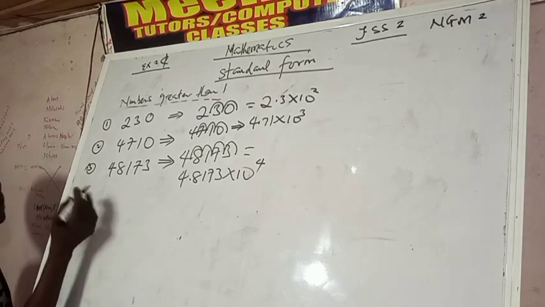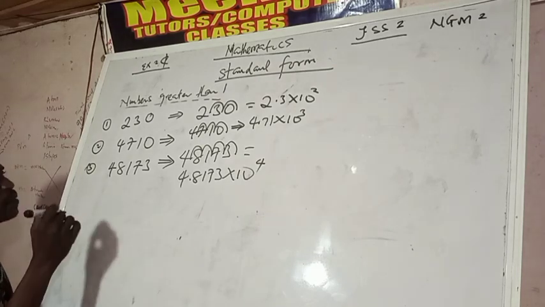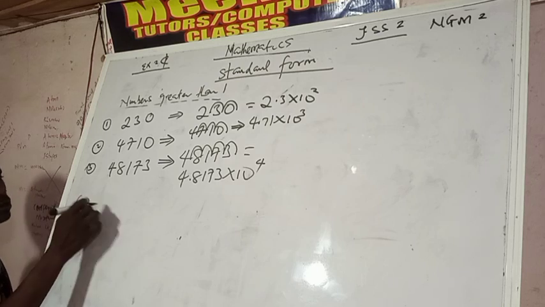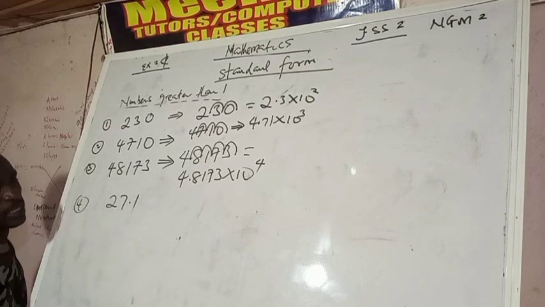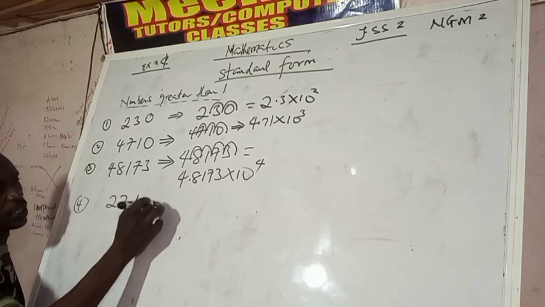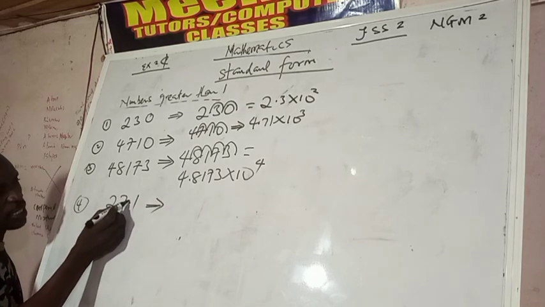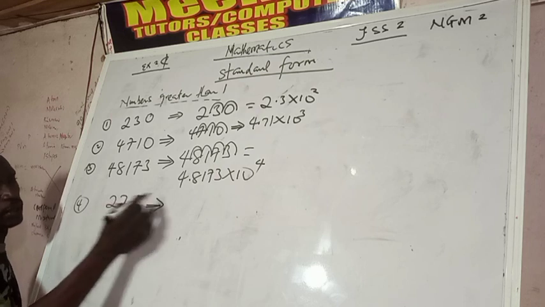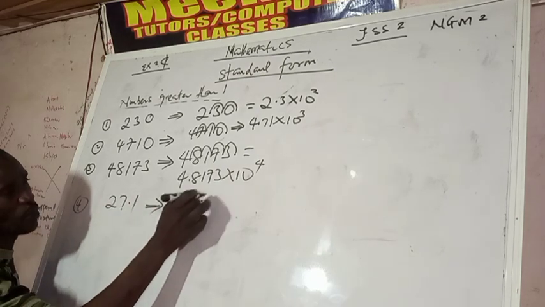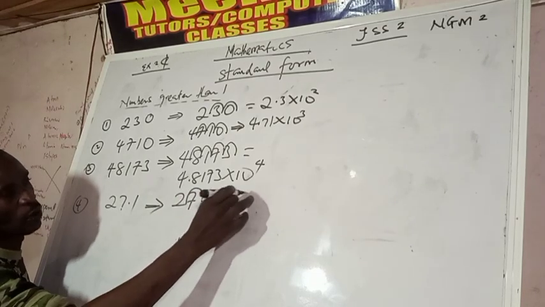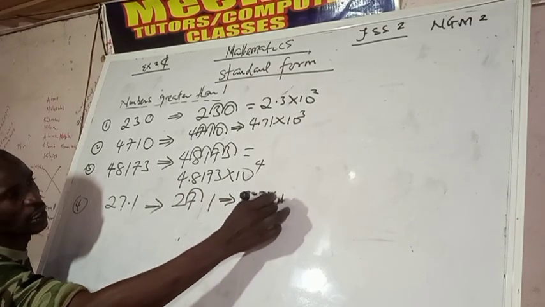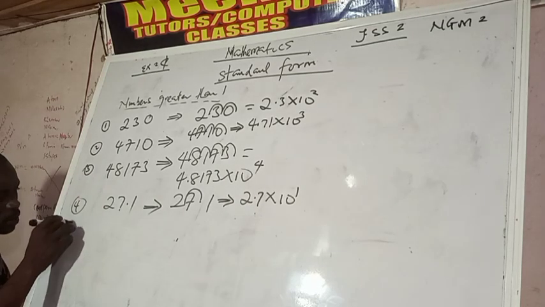But by parameter, we now have a decimal. Number 4 with decimal. Let's say we have 27.1 in decimal. I'll take the decimal from here. I'll take it here. So this one becomes 27.1. Let's go, 1. Our answer becomes 2.71 times 10 raised to power 1.